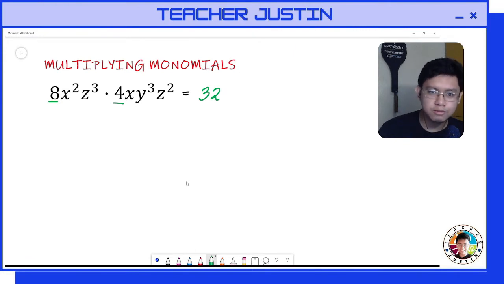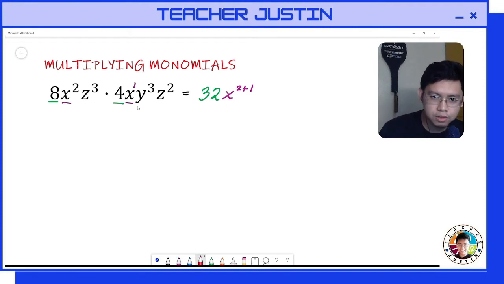Next, let's multiply the variable by the variable. So let's start first with the variable x. So for variable x, we have x squared times x. Remember, we have an invisible one present here. So we copy the variable x and then add the exponent. So 2 plus 1.